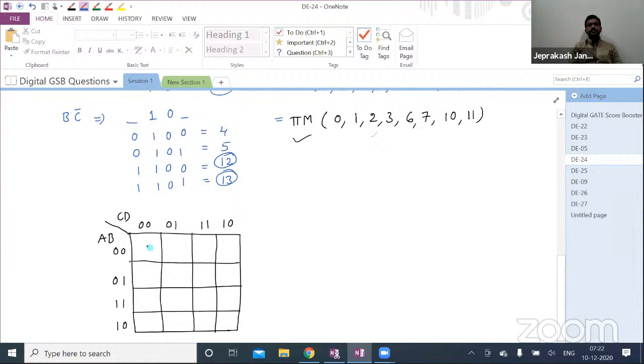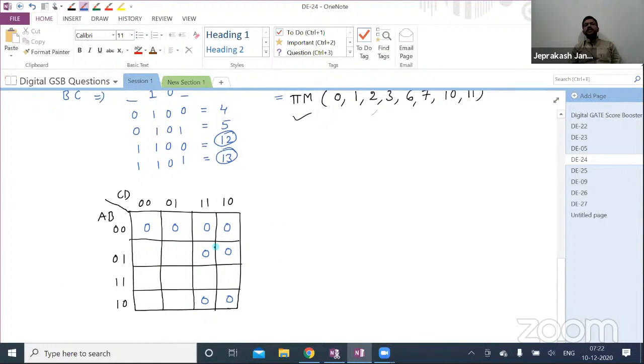So, 0, 1, 2, 3, 4, 5, 6, 7, 8, 9, 10, 11. That's all, right? Since you have 8 maxterms, just place the zeros in the respective maxterm positions. Now you can do the grouping of these 4 zeros. What is the term you'll get? All of you please respond.